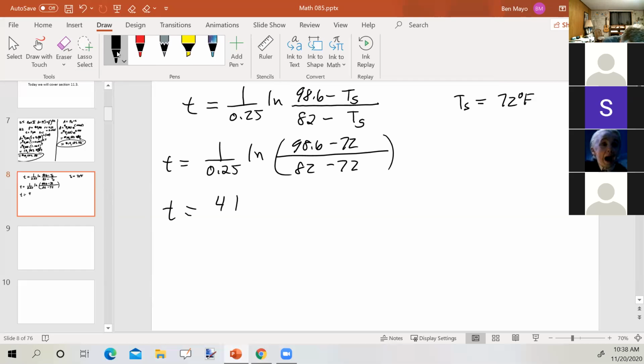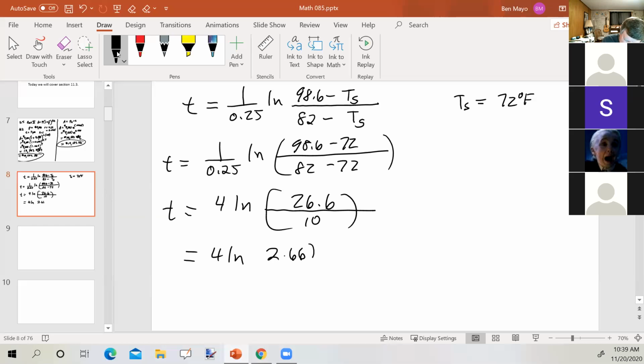So then I've got 4 times the natural log of, in the numerator, 98.6 minus 72, which is 26.6, and 82 minus 72 is 10. We could even go further if we wanted to, and say 26.6 divided by 10 would be 2.66.